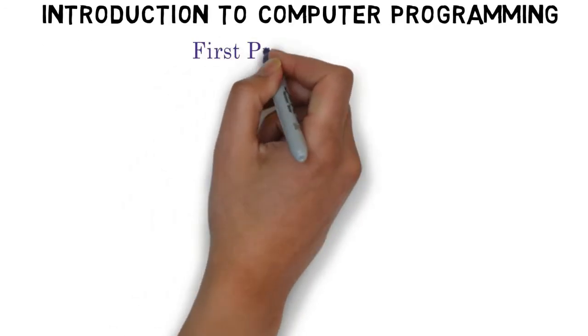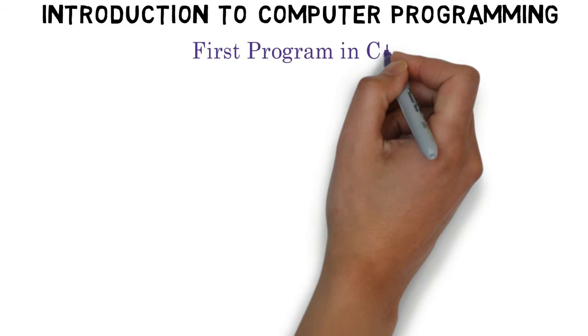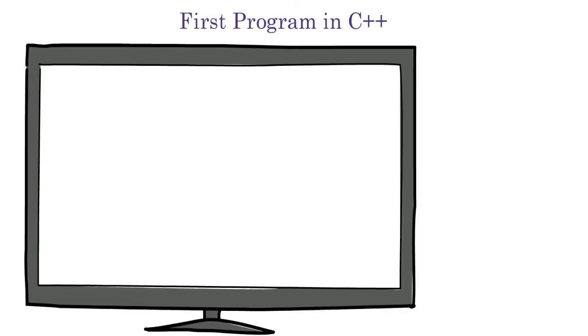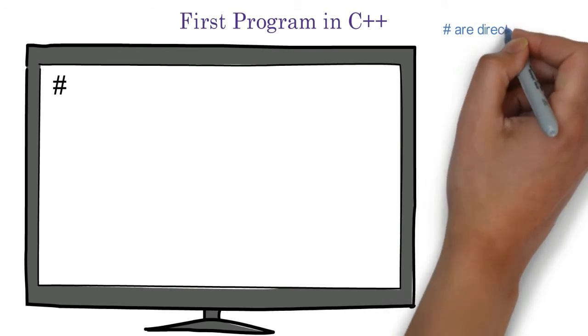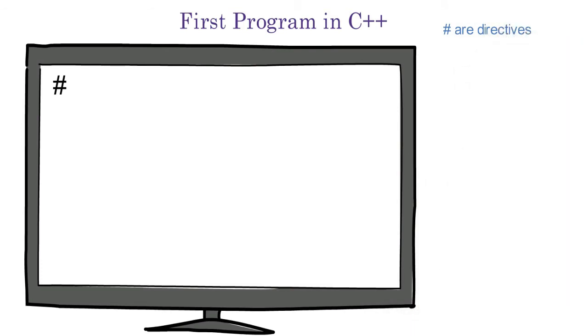Let's start our first program in C++. The first step is to use the predefined features which are defined in a header file. We use a hash sign. The hash sign are called directives and they are processed by a preprocessor. A preprocessor is a small computer program which will run before going to the compiler.